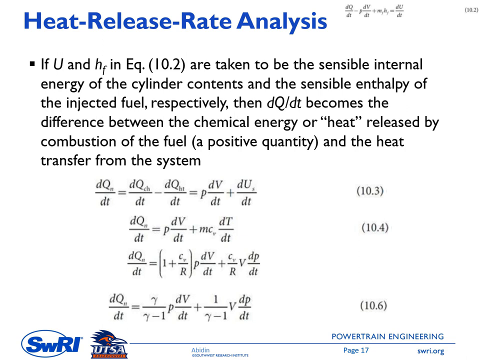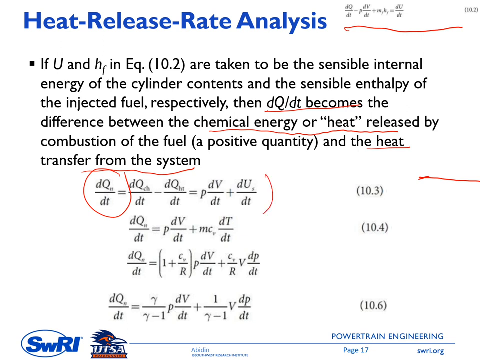Back again to equation 10.2, I put it at the top right side here. If U and h_f in equation 10.2 are taken to be the sensible internal energy, once again similar to the spark ignition engine, then dQ/dt becomes the difference between the chemical energy or heat release rate and the heat transfer from the system. Here we can write it as dQn, where n stands for net. This is the chemical heat release rate minus the wall heat transfer, equal to P dV plus dU/dt.